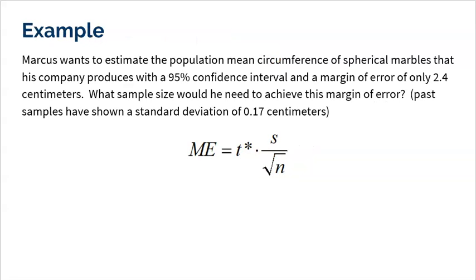All right, Marcus wants to estimate the population mean circumference of the spherical marbles that his company produces. He wants to do this with a 95% confidence interval, and he wants a margin of error of only 2.4 centimeters. I don't know how big or small these marbles are, but he wants a margin of error of 2.4 centimeters. It is what it is. I can't change what he wants. So he wants his interval to go up 2.4, down 2.4, which would be 4.8 centimeters wide. What sample size will he need to achieve this goal?